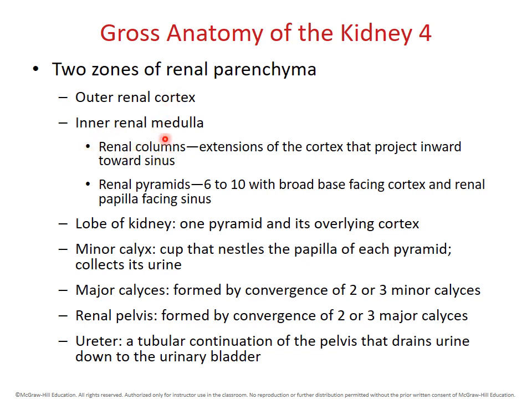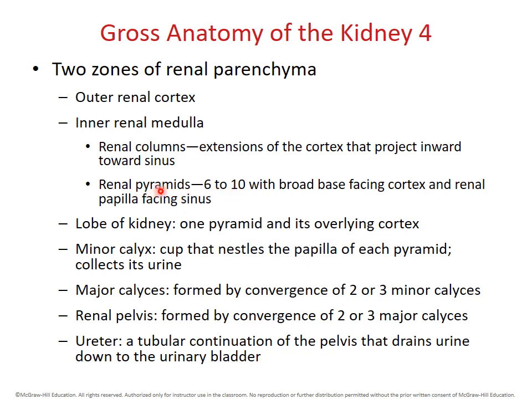These extensions of the cortex are referred to as renal columns, and they extend down medially towards the sinus. In between the renal columns is the actual tissue of the medulla itself, and it is arranged into approximately 6 to 10 cone-shaped structures known as renal pyramids. In 2 dimensions, they look like triangles, but in 3 dimensions, they're more cone-shaped or pyramid-shaped. And so renal pyramids are the actual functional tissue in terms of urine production. That's the functional part of the medulla.